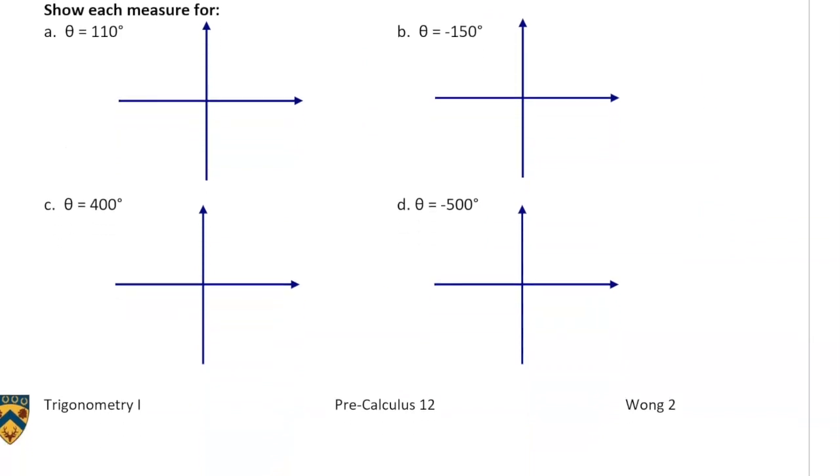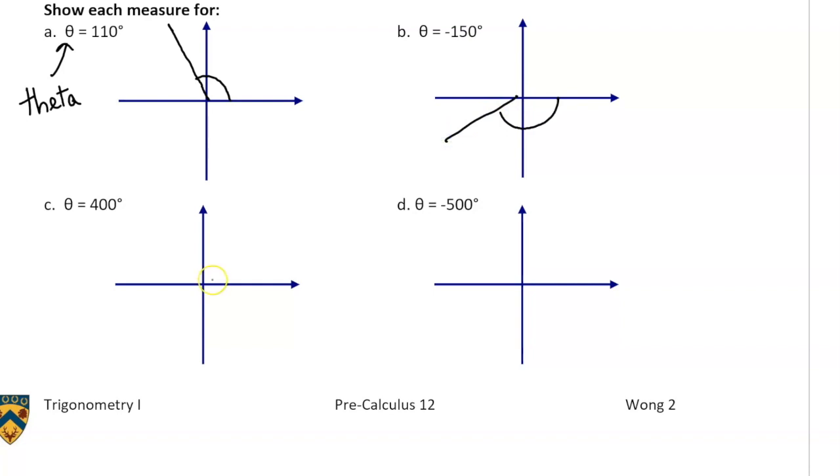Quickly, as a review, if we wanted to sketch, and nothing needs to be exact here, 110 degrees, we could easily sketch that somewhere right around there. This right here stands for theta. If you have negative 150 degrees, instead of going forwards, we're going to go backwards. So negative 150 will end up somewhere right around here.